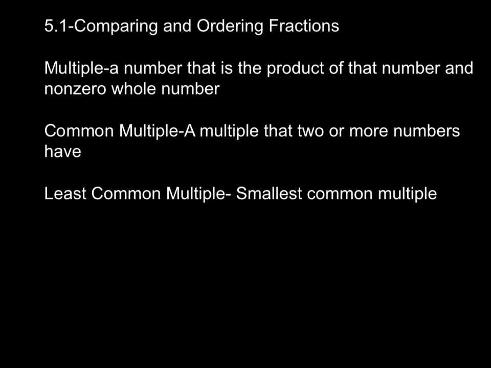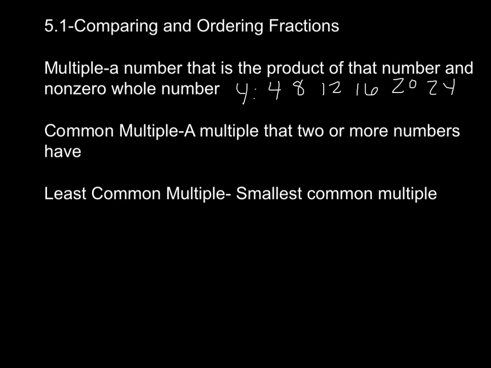The first one is a multiple. A multiple is a number that is the product of that number and a non-zero whole number. So for example, if I said find multiples of 4, our multiples would be 4, 8, 12, 16, 20, 24. Okay, so multiples get bigger. And when we were thinking greatest common factors, we got it smaller. We said what numbers multiply together to make that number. Now we're saying if we multiply this number by 1, by 2, by 3, by 4, by 5, by 6, then we can find those are multiples.